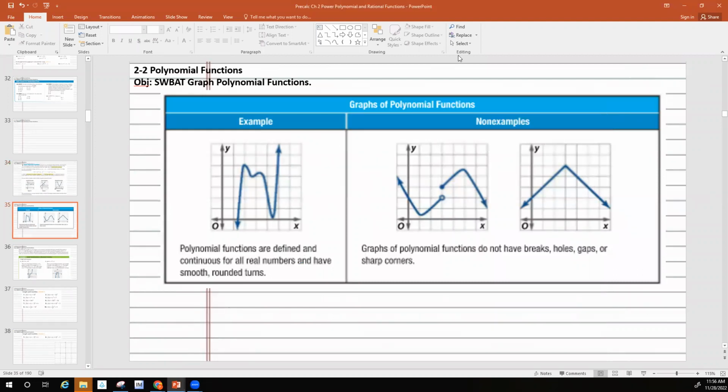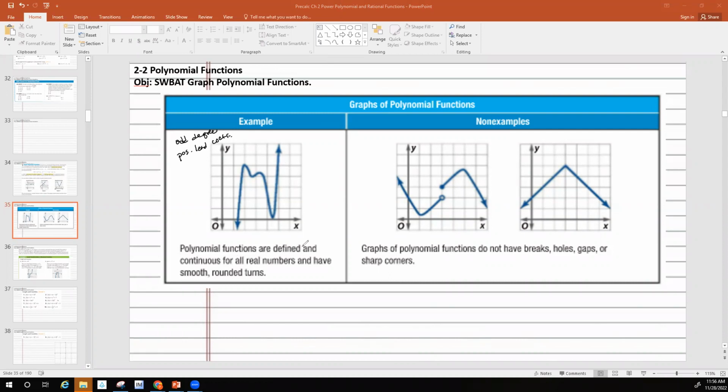All right, and here are some other graphs of polynomial functions. So this one, as soon as you see it, you can say, this is an odd degree, and then positive coefficient. And we'll talk about how we know that later.